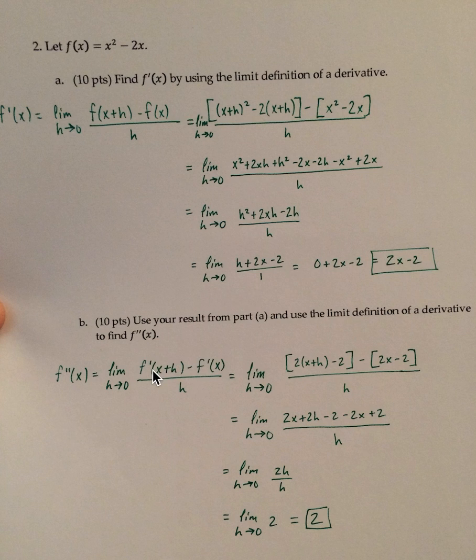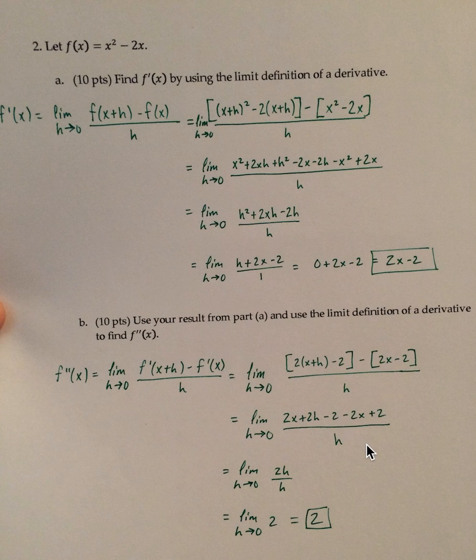Okay, so what would f prime of x plus h be? Well, what does f prime of x tell me to do to x? It tells me to double it and then subtract 2. So I'm just going to do that. And the input here is the x plus h. So I'm going to double it and then subtract 2. That's f prime of x plus h. f prime of x is just right here, so 2x minus 2. Remember, don't forget the brackets or parentheses, whatever you prefer.